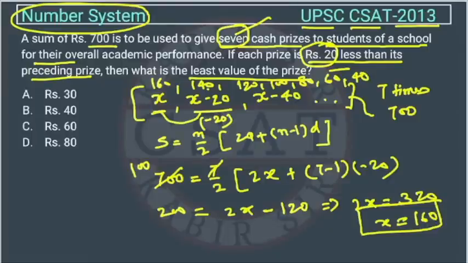So how many? 1, 2, 3, 4, 5, 6, 7. So this is the minimum value, the seventh price. So they are asking about that only: what is the least value of the price? The least value of the price is 40 rupees. So the answer is option B.